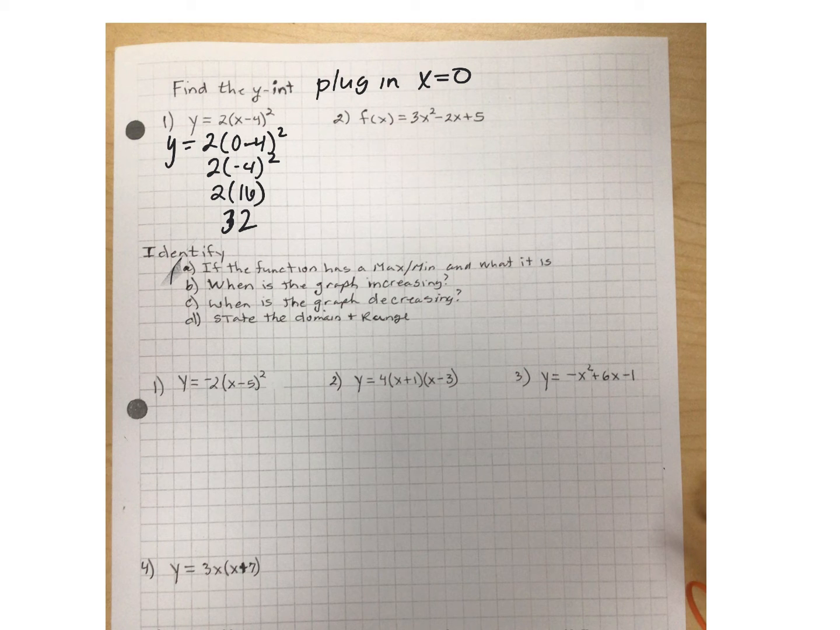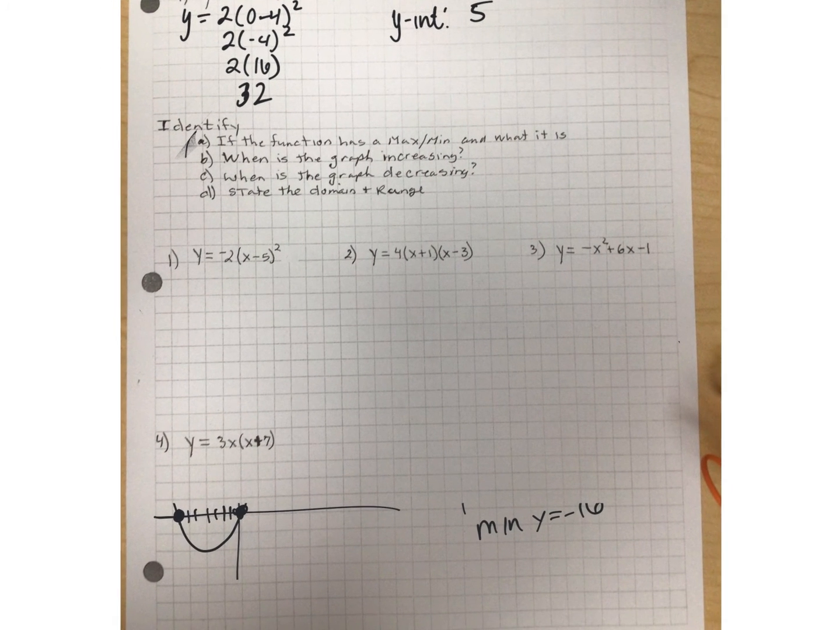Okay, and what is my y-intercept? Is this equation number 2 in vertex form, standard form, or intercept form? This is in standard form, which means what is my y-intercept? It's 5. You can plug in 0 if you want, but you shouldn't have to on standard form, okay? With the intercept form, plug in 0, multiply them all together after you do the parentheses.